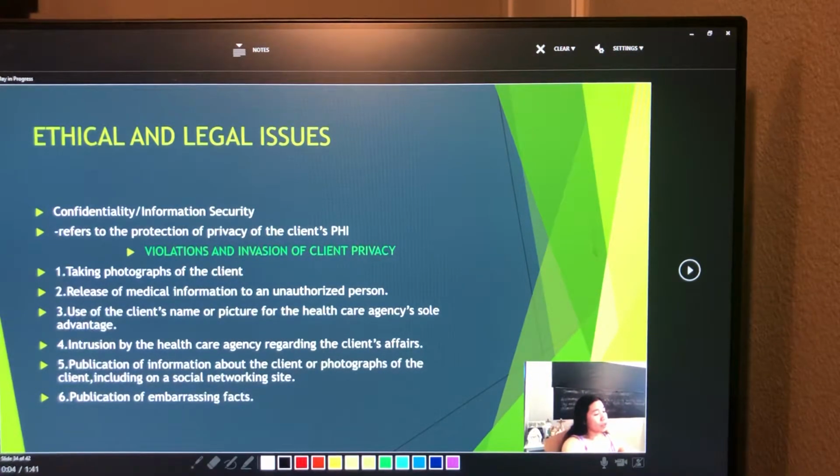Confidentiality or information security. In the healthcare system, confidentiality or information security refers to the protection of privacy of the client's PHI. Clients have a right to privacy in the healthcare system. A special relationship exists between the client and nurse, in which information discussed is not shared with a third party who is not directly involved in the client's care.